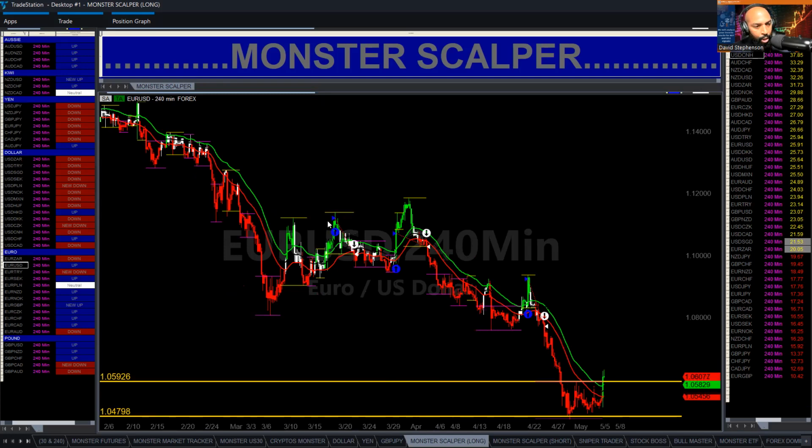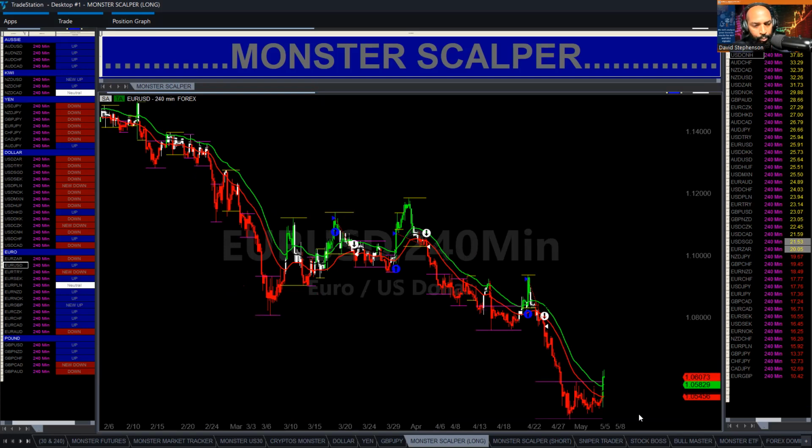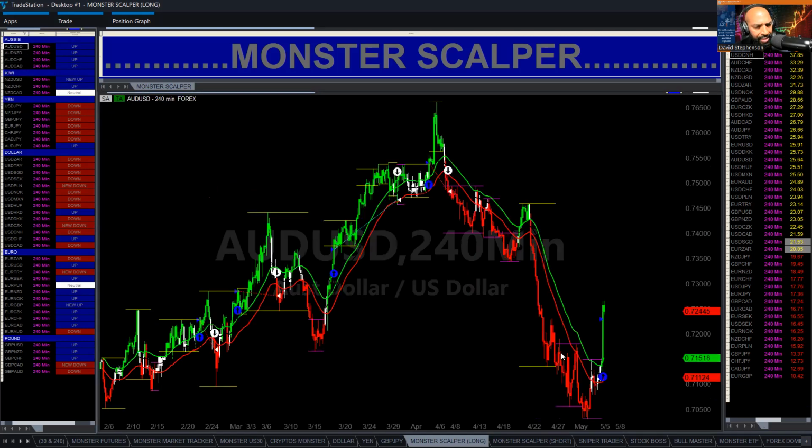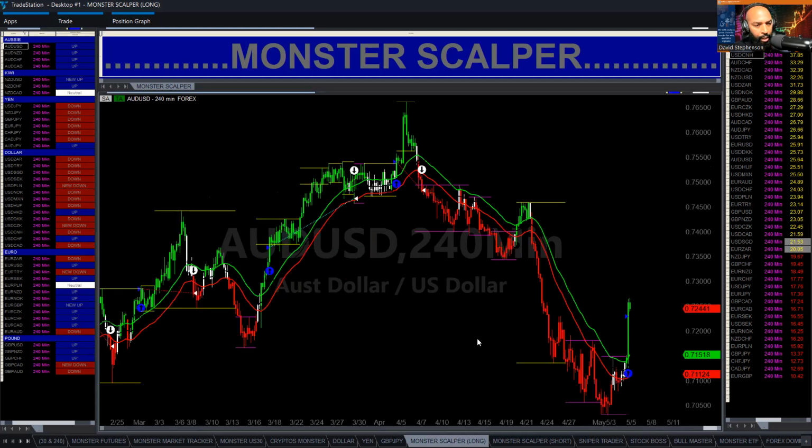We have a few opportunities that failed, but guess what, this might be the opportunity here. That makes it through that markup phase. So good job. Pound dollar. Let's take a look at pound dollar. Same thing, looks almost identical to euro dollar. But wait patiently for the buy signals. Aussie dollar has given a buy signal already.